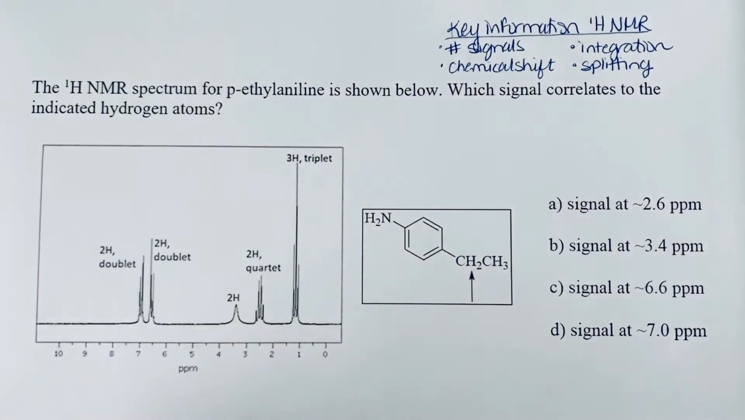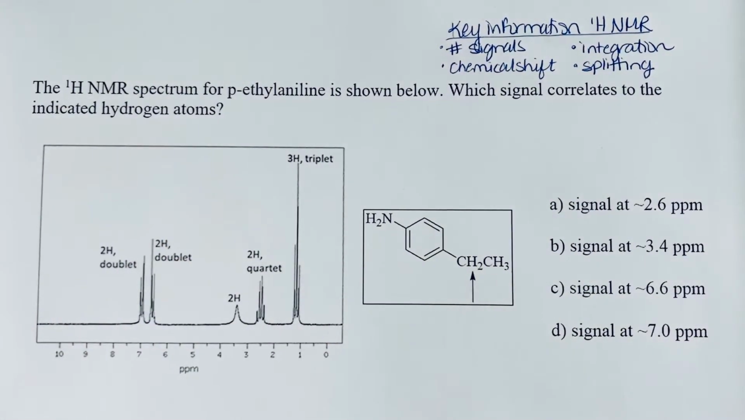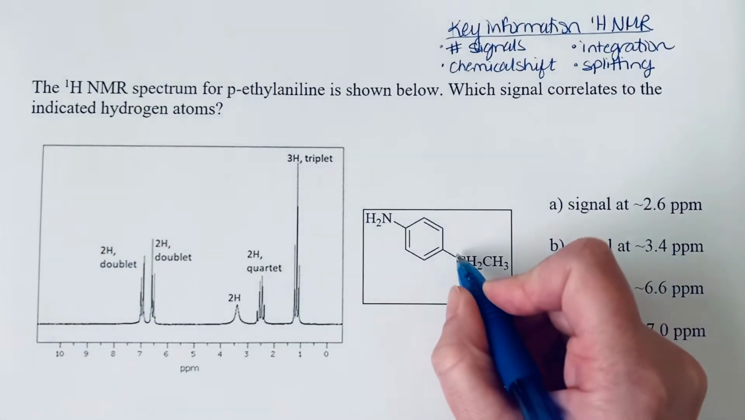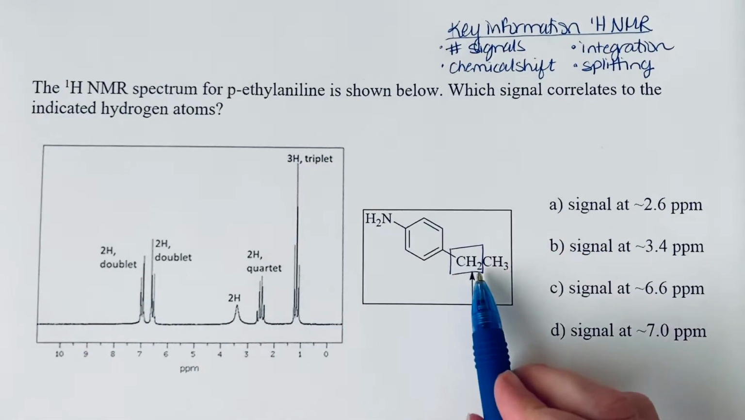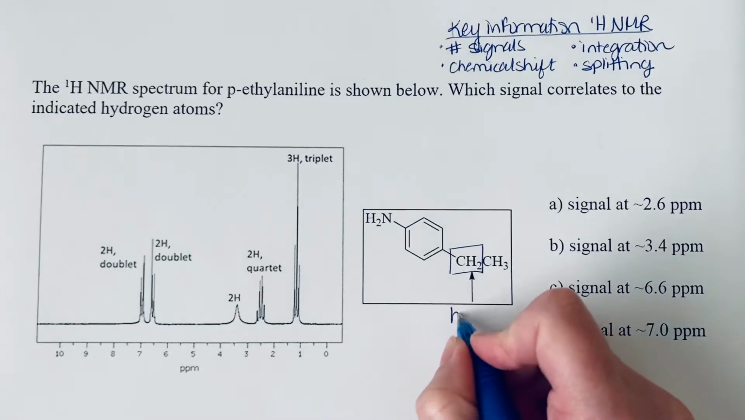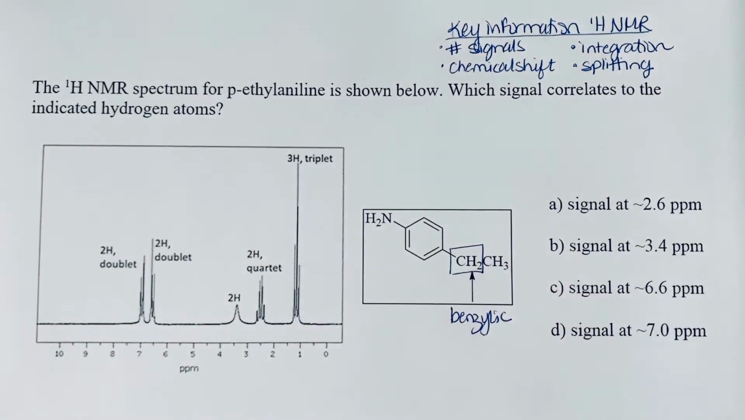The proton NMR spectrum for para-ethyl is shown below. Which signal correlates to the indicated hydrogen atoms? So the hydrogen atoms that we are focusing on in this question are these two hydrogens here at the benzylic position. So those are benzylic hydrogens.